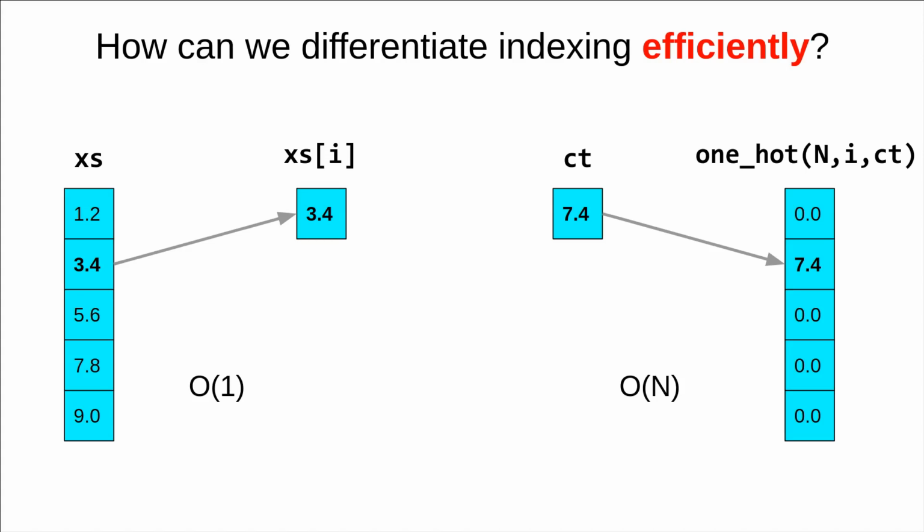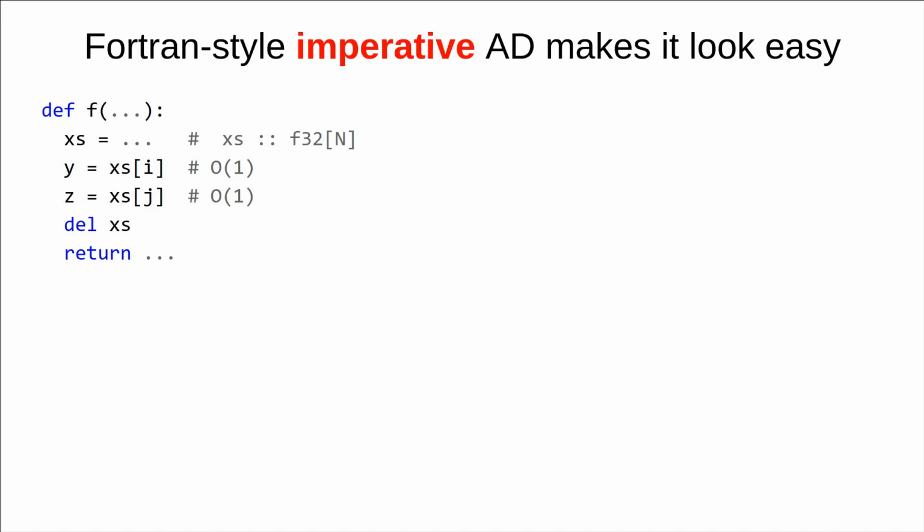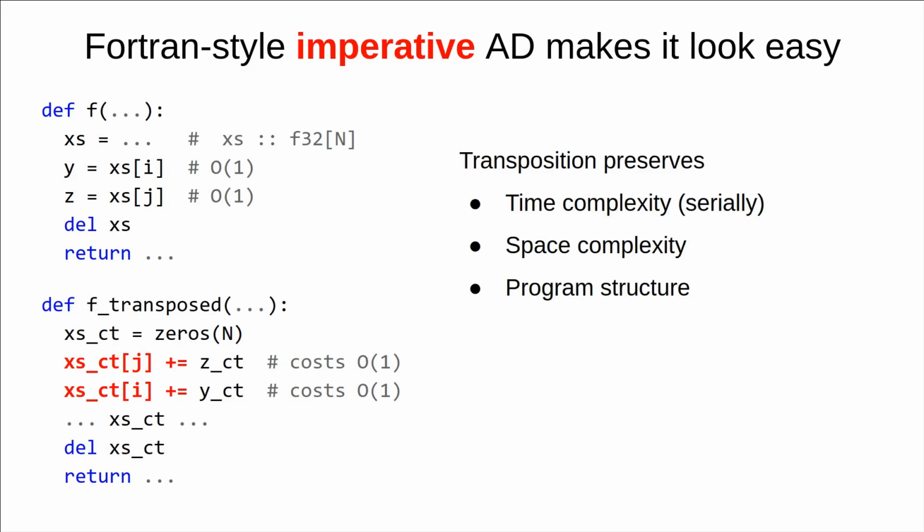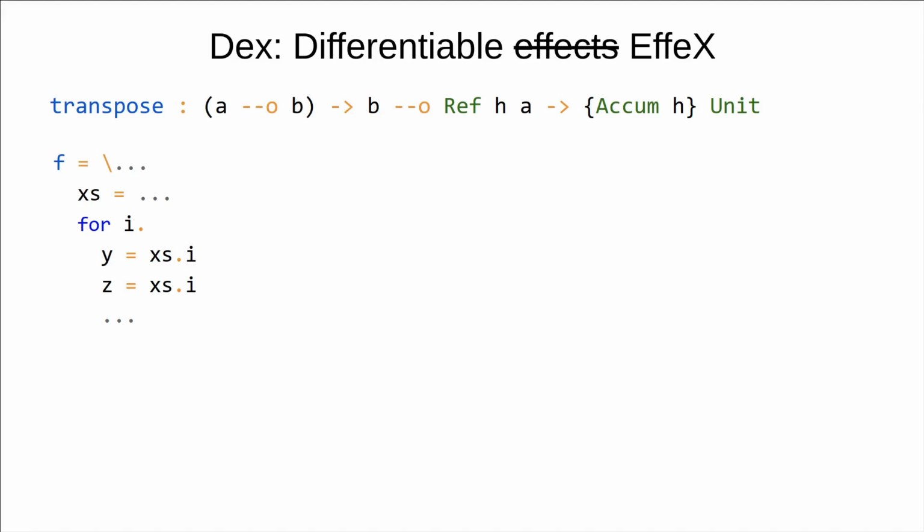You can imagine trying to get around this with compiler optimizations that turn one-hot arrays into in-place updates, but I've never seen a convincing solution that really guarantees you the right asymptotics. The embarrassing thing is that imperative languages seem to have an edge on us here. In an imperative language, you just emit a mutating update for the backward pass, and you get the right asymptotics. So in Dex, we manage to get the best of both worlds. We have the right asymptotics, and we preserve parallelism.